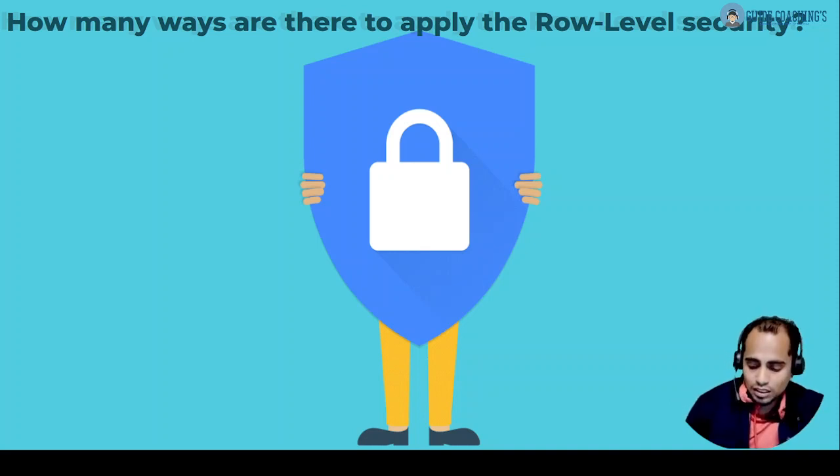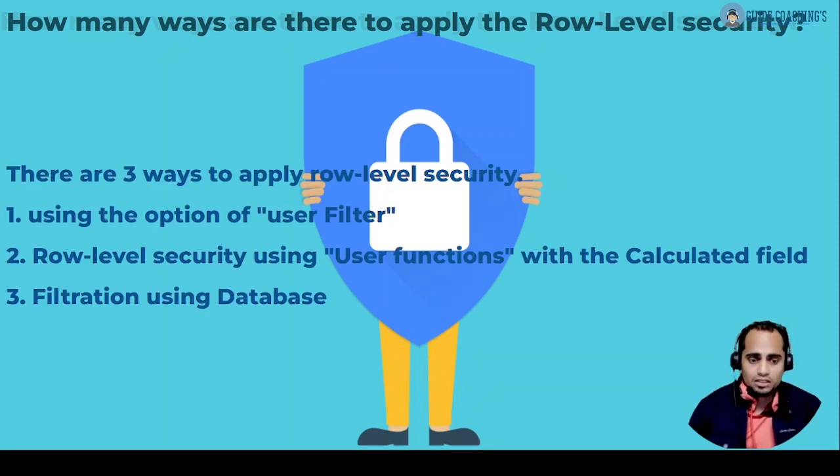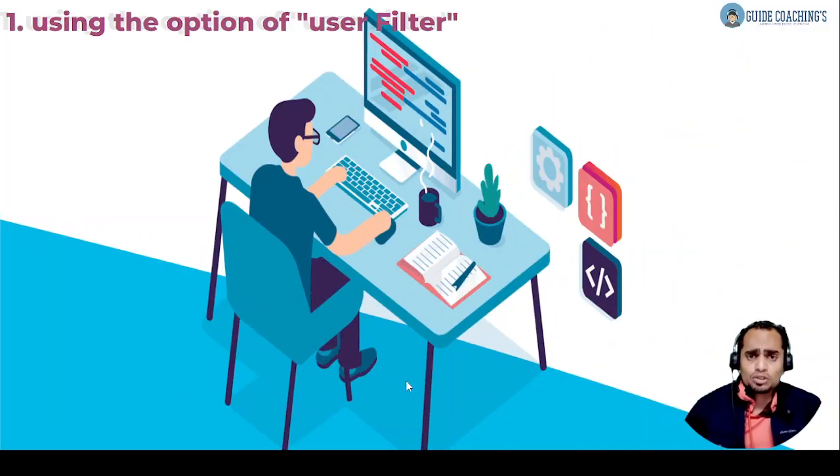So here are the 3 ways. The first one is using the option of user filter, the second is row level security using user functions with calculated fields, and the third one is filtration using database. We are going to see all these 3 one by one. So the first option is using the option of user filter.